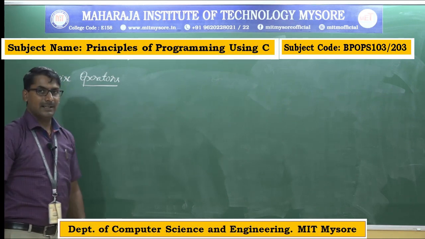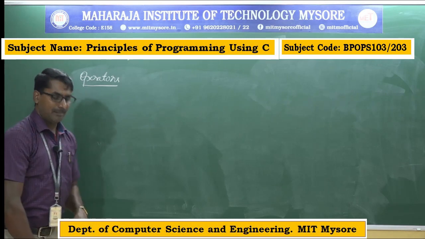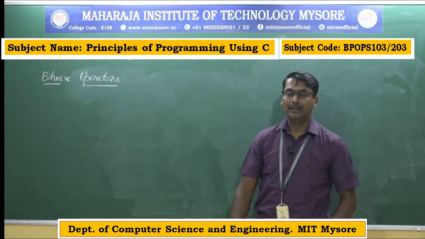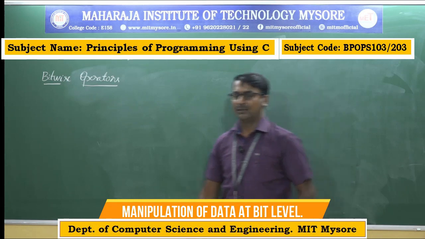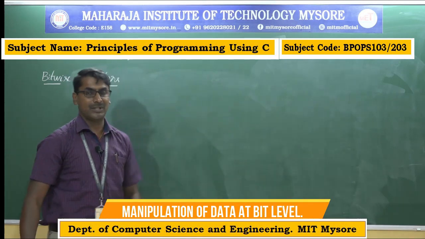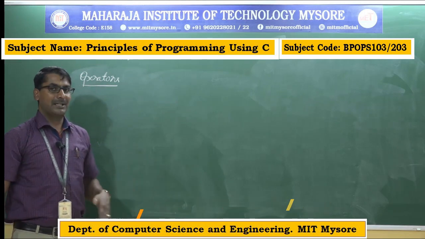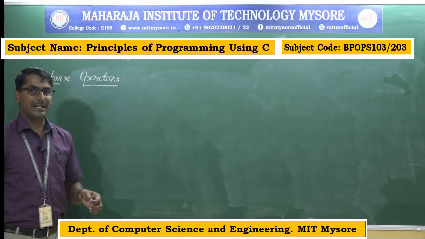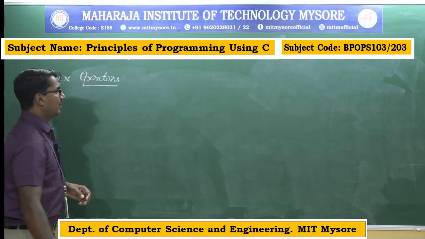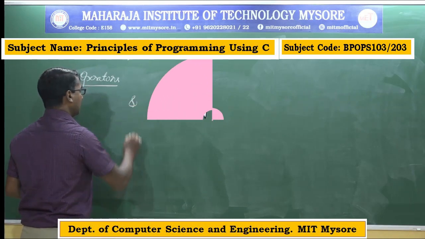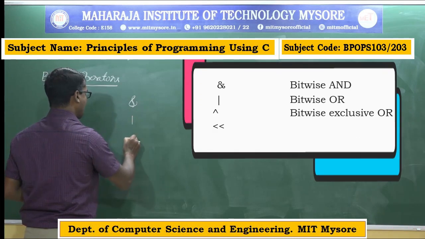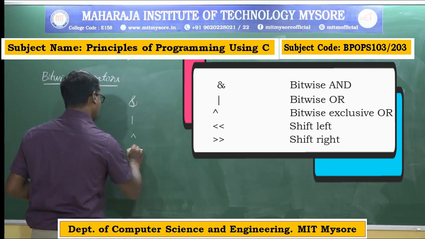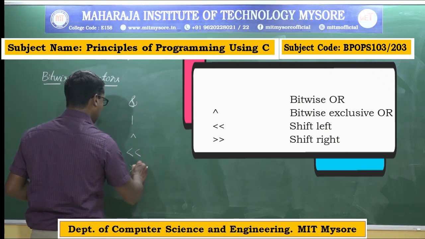Okay, the next operators are bitwise operators. The bitwise operators are the operators which manipulate the value at bit level. We know the computer stores data in the form of zeros and ones. So bitwise operators are mainly used for manipulating data at bit level, meaning binary level, the 0 and 1 level. So C supports bitwise AND, bitwise OR, bitwise XOR, left shift and right shift.